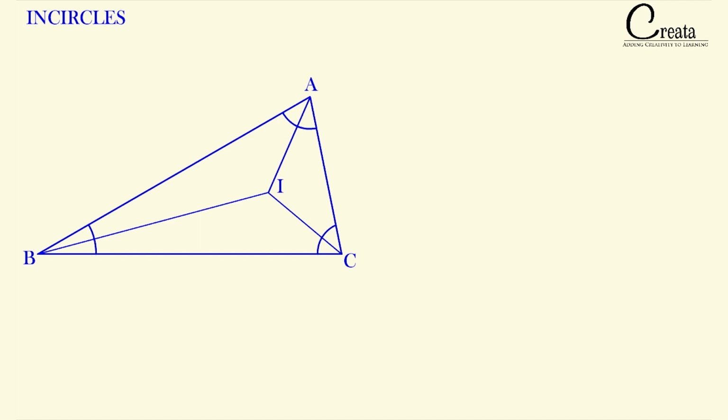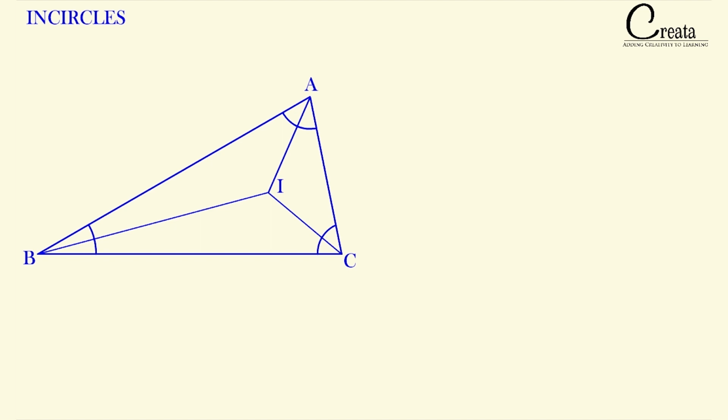We have not extended the angle bisector to the sides. In actual, these angle bisectors will touch the three sides of the triangle. But for this case, we have limited the angle bisector to the incenter only. Okay, that is the point I. So we got the three angle bisectors as AI, BI and CI.